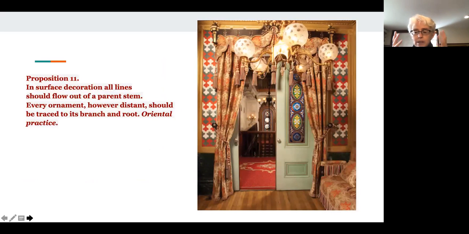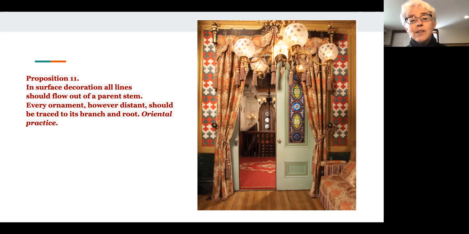And then this is from within the smoking room, looking out. And Herter did this brilliant thing with the stained glass here, echoing the distant stained glass that's at the top of the staircase. That wonderful depth, horizontal line. But in the context of this smoking room looking out, in surface decorations, all lines should flow out of a parent stem. Every ornament, however distant, should be traced to its branch and root.